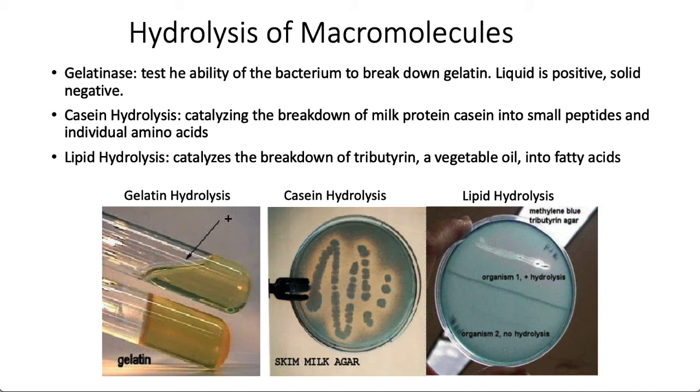So it's an enzyme that breaks down gelatin, and again, cooking. So you use gelatin to make something more solid. If an enzyme has gelatinase, then the gelatin will melt. So your gelatin cube, which as you can see, it's solid, it will become liquid.